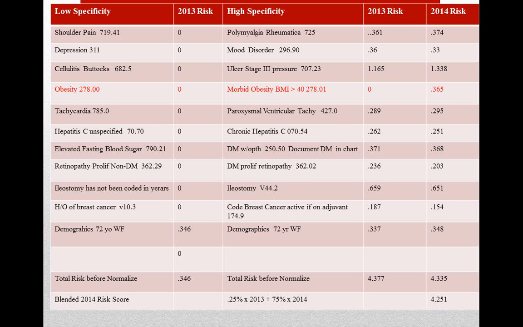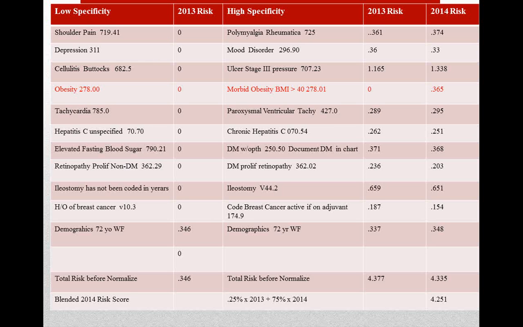Cellulitis of her buttocks is going to get you nothing. You have to use the pressure ulcer stage 3 pressure code. Obesity gets you nothing in 2013, but in 2014 we get a .365, so it's important to start coding this. 278.01. Tachycardia versus paroxysmal ventricular tachycardia, you're going to see you get really nothing for the tachycardia, but if you put the more specific diagnosis in, you're going to get that.